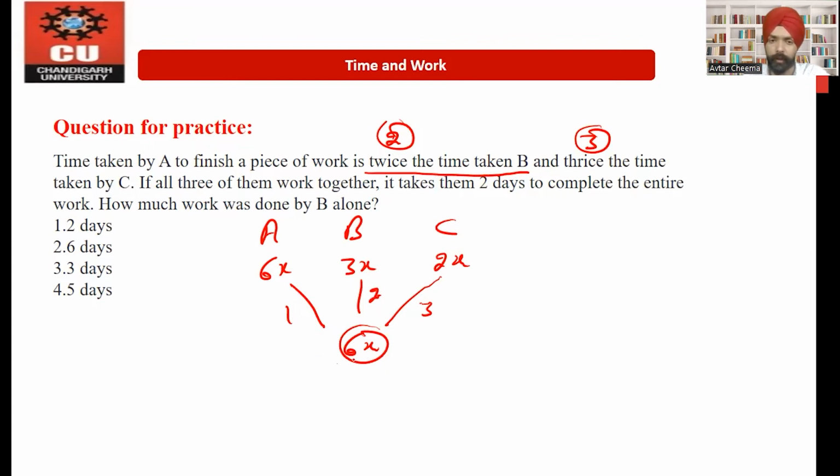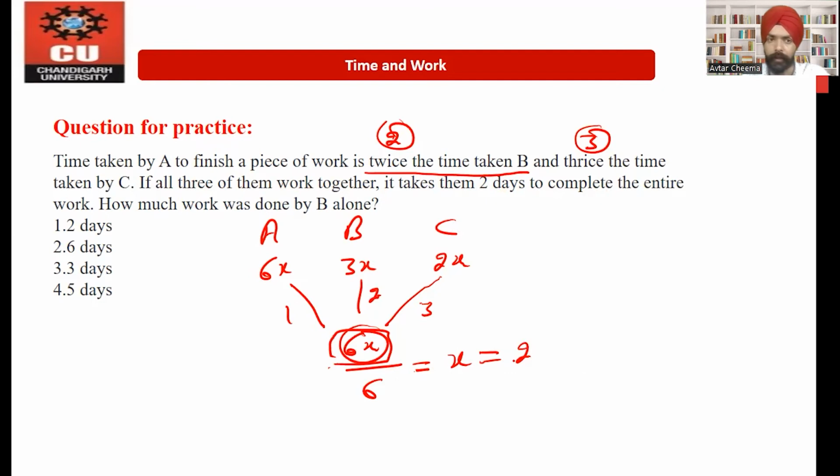So total work is 6x, divided by their efficiency. Efficiency is 6, so that we are getting x. This is the number of days required to complete the work when all 3 are working together. But they have given, if all 3 of them work together, it takes them 2 days to complete the work. That means x is equal to 2.